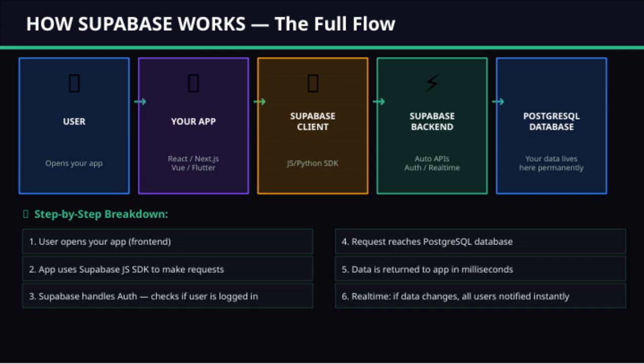So, in summary, the flow starts with the user opening the app, then requests go through Supabase's SDK, are authenticated, reach the database, and then responses come back swiftly. Plus, with real-time capabilities, all users stay synchronized instantly. That's the full picture of how Supabase powers your app behind the scenes.